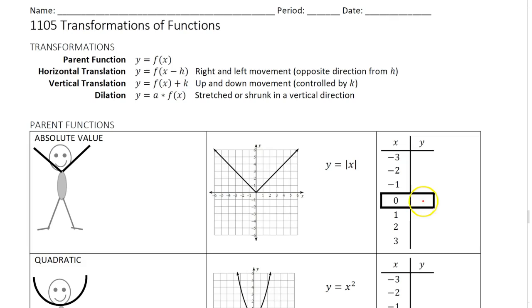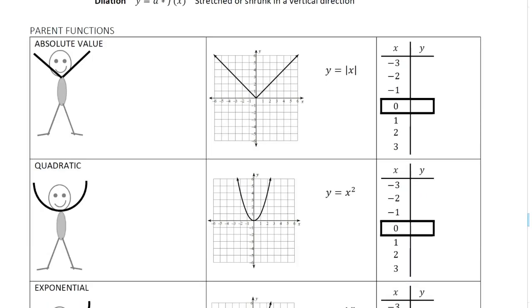First, absolute value functions. The parent function is y equals the absolute value of x. For each x, the y is its absolute value. The absolute value of 0 is 0. The absolute value of 1 is 1. The absolute value of 2 is 2. The absolute value of 3 is 3.